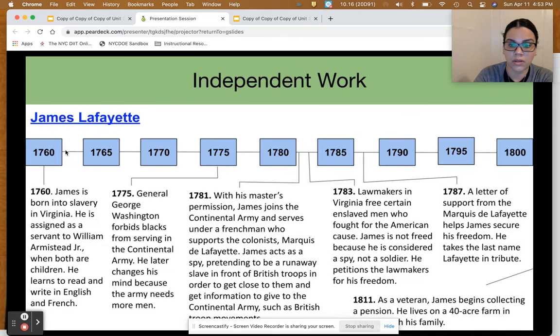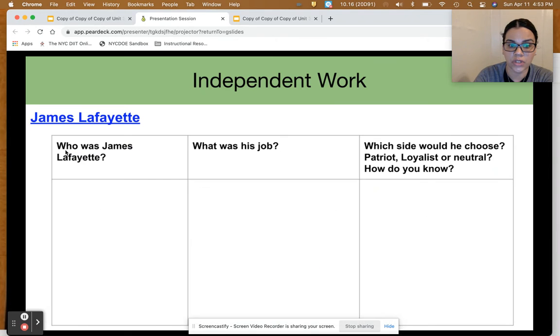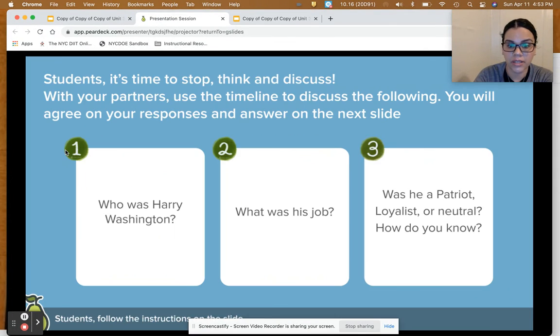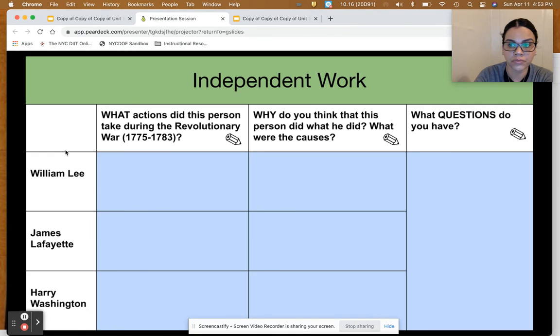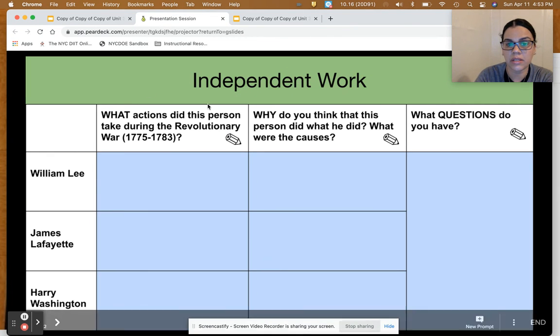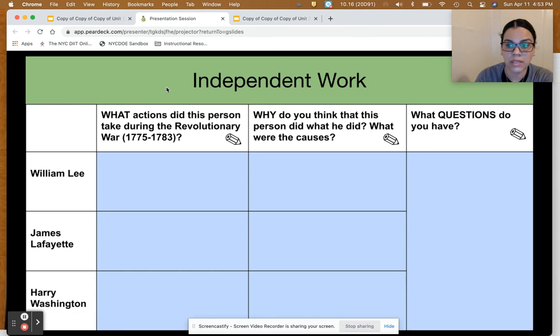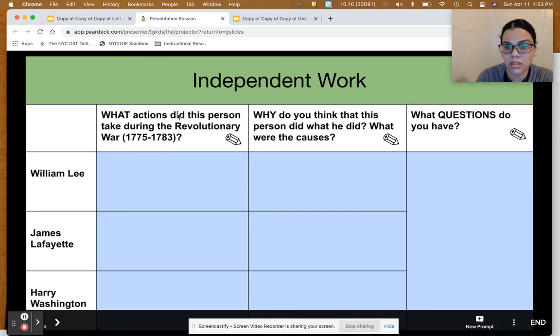Okay, so the same process goes for James Lafayette and then Harry Washington. Okay, so this is the independent work that's suggested on the slide that everyone gets. The questions are similar to what the students are doing on Pear Deck. The only difference is that there's a section for students to jot their own questions.